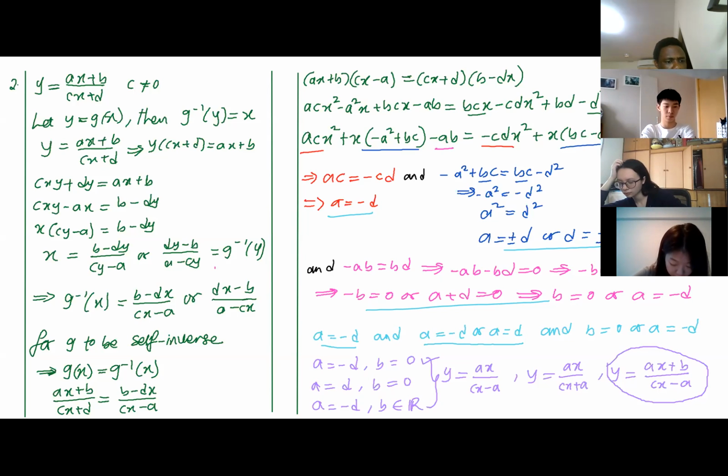Where is it? Rational functions, inverse functions. Okay. You see it? Okay, I'm coming. I'm trying to find, I just basically substituted in A for D and I put B as 0. Okay, give me a sec, please. I haven't checked that. Hold on.